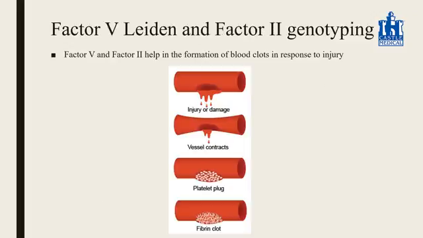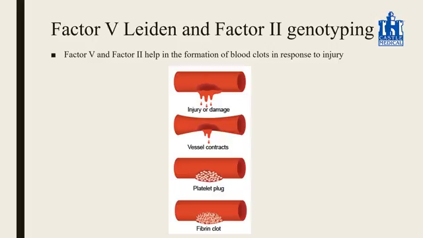Coming to my next test, which is called factor V and factor II genotyping. See, this red thing is our blood vessel. When there is any injury, our blood generates a clot, which tries to stop excess bleeding, right? So factor V and factor II are proteins which assist in blood clot formation, which is good for us so that we avoid excess bleeding if there is a damage or injury.